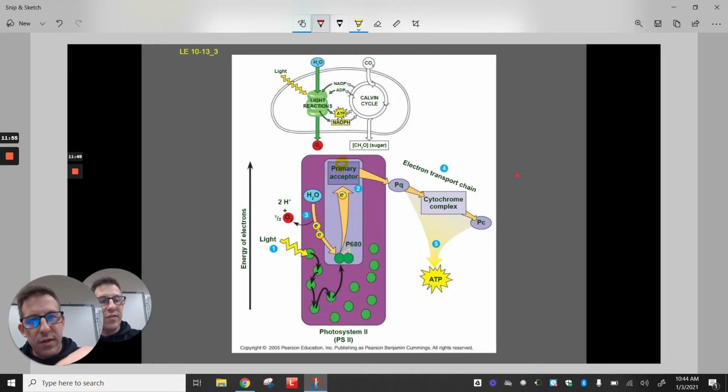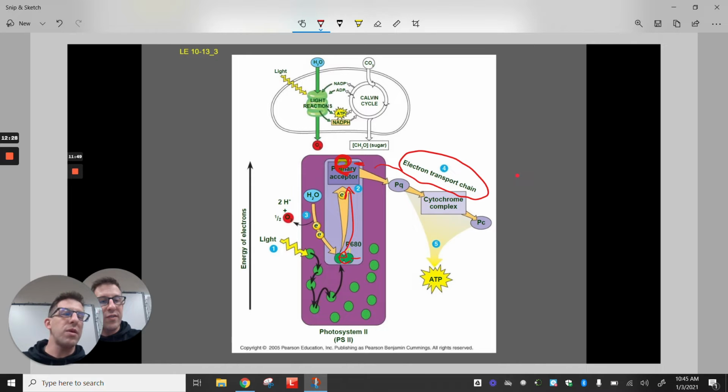The next stage of this process has us harness the energy associated with these now high energy electrons. In the previous step, we had talked about the photons of light exciting these electrons to a higher energy state. They are held in that higher energy state by the primary electron acceptor. At this point, these electrons are passed through an electron transport chain. And this works almost identically in nature to what we see in the mitochondria.